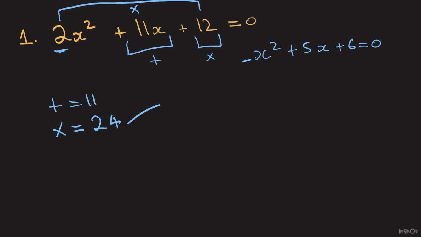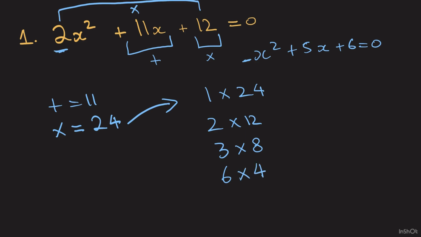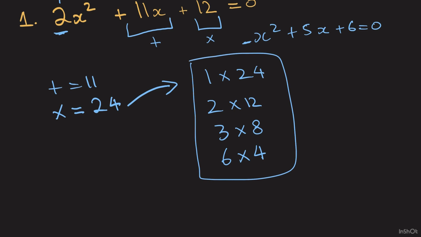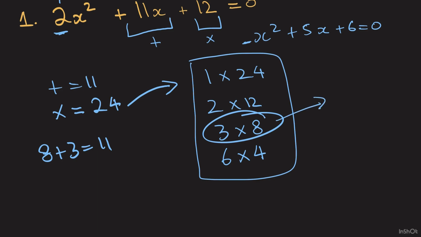So now let's see which pair of numbers times together to equal 24. We have 1 times 24, 2 times 12, 3 times 8, and 6 times 4. Now we have to see which one of these pairs would add together to equal 11. And it would be 8 and 3. So 8 plus 3 equals 11. So that is the pair of numbers we'll choose: 3 and 8.